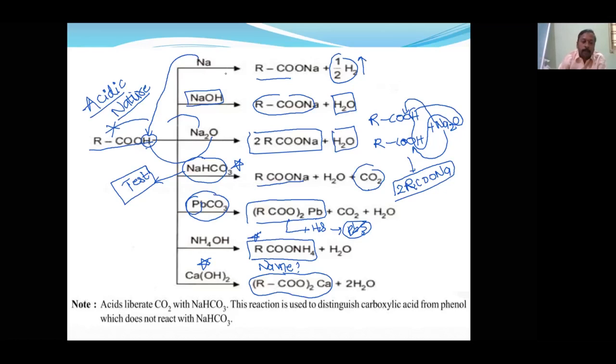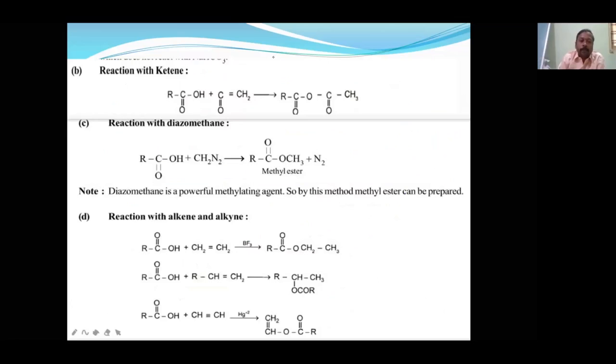Okay, so now next here, reaction with ketene. See, what is the importance of this? Ket and ene. Ket means ketone, ene means double bond. So both must be there. Because of this C double bond O, it is ket. Because of this double bond, it is ene. Therefore, it is called a ketene. Is that clear to all of you?